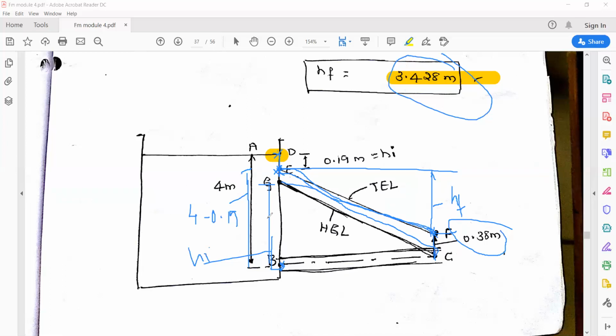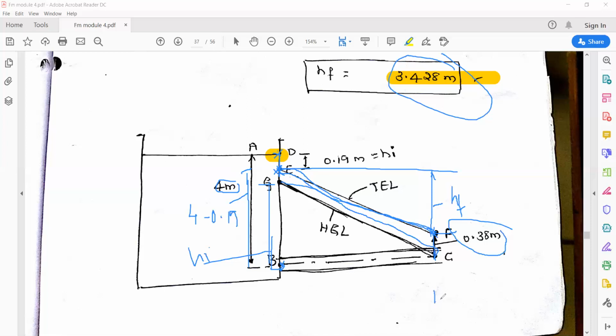While considering the hydraulic gradient line, you need to subtract the velocity head, because total energy is P by rho g plus V square by 2g plus z. But in the hydraulic gradient, you need not consider the velocity head. In the total head, you need to consider only the pressure head and potential head. So from the total head, you need to subtract the velocity head. So only P by rho g plus z has to be considered. That's why you need to subtract the velocity head. What is the total head? Total head is 4 meter. From 4 meter, you need to subtract the velocity head, v square by 2g.